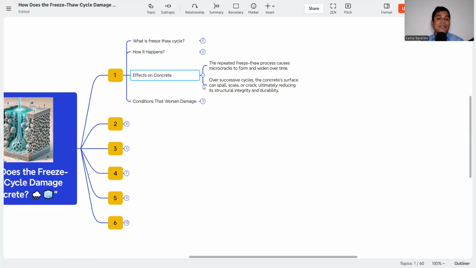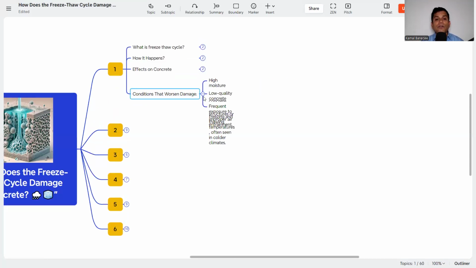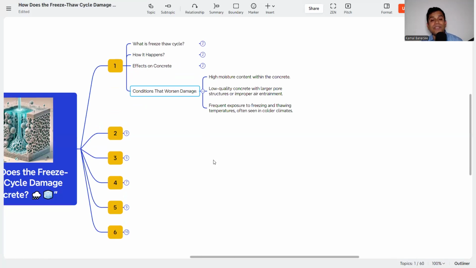Over successive cycles, the concrete surface can fall off, scale, or crack, ultimately reducing structural integrity and durability. So all of these damage the concrete, and if it is damaged, we are not getting the durability and the integrity. So these are the effects of the freeze-thaw cycle in concrete. Now, what are the conditions that can worsen the damage?